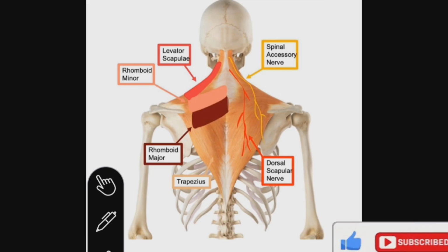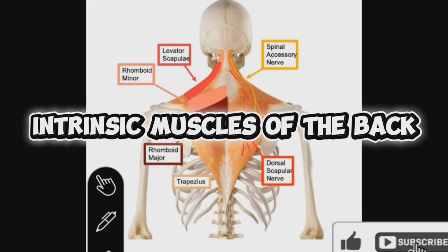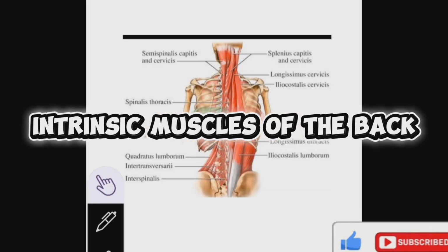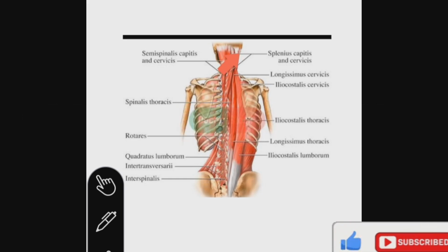Moving on quickly, we discuss the intrinsic muscles of the back. Now, the intrinsic muscles of the back are enclosed deep by the thoracolumbar fascia, and they include the splenius capitis, which extends and rotates the head. Right here, extend and rotate the head. It originates from the ligamentum nuchae and inserts into the mastoid process. Then you have others.